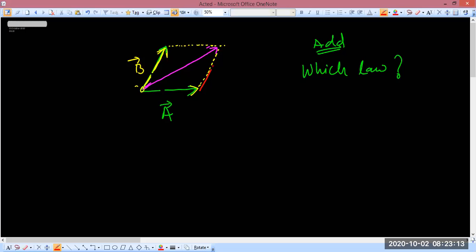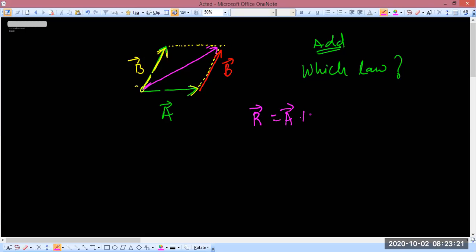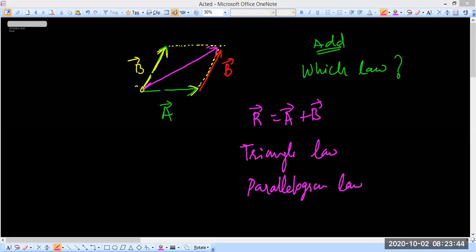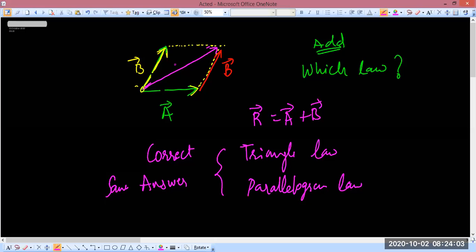Do you all see that if vector B would have been here, still this pink one would have always been R vector equal to A vector plus B vector, either way, even by triangle law and even by parallelogram law. Agreed? Yes or no? I hope you understand what I'm saying. So, what's the key thing to understand? Both these laws are correct, of course, and they always give the same answer, right? Yes, agreed, Rohan. It's just like that.